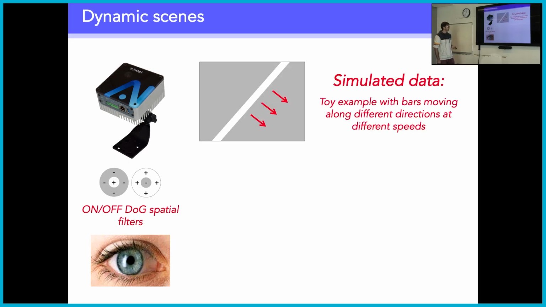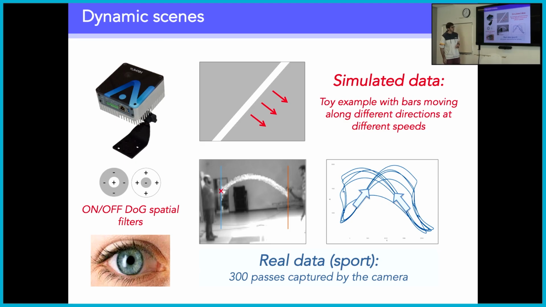And so here we worked on learning without supervision. So we worked on very basic things, and we wanted to see whether these cameras and spiking neural network are able to detect local motion in the scene. And so we started with simulated data where we had bars moving along different direction and speed. And we also had one application in sports.